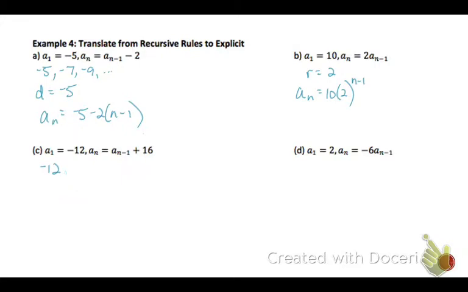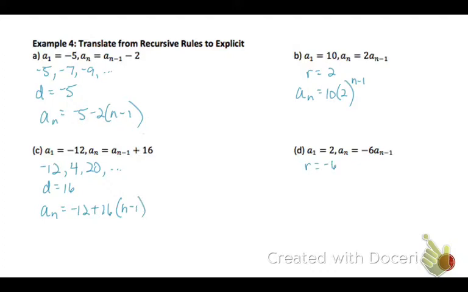Now let's take a look at C. So let's write out a few terms of this sequence. -12, we add 16, we get 4, 20. Our difference is we're adding 16 each time. So any term will equal our first term plus our difference times n minus 1.